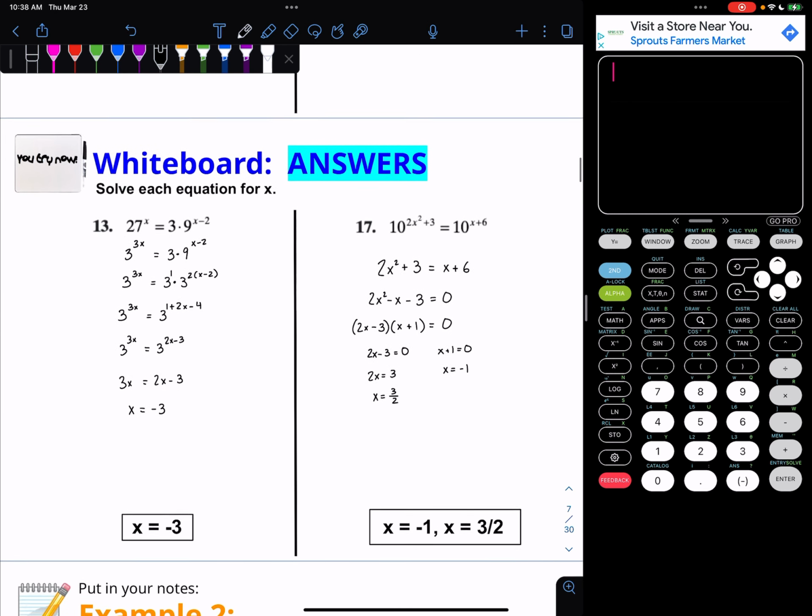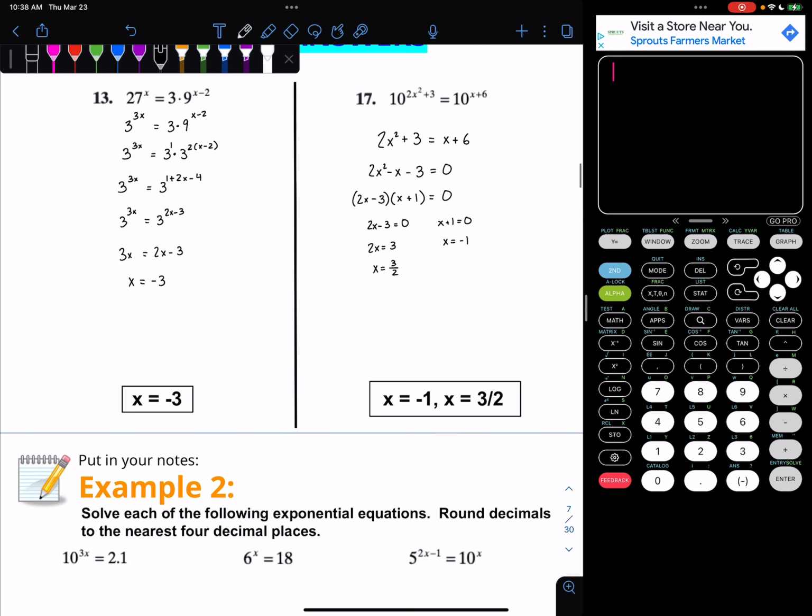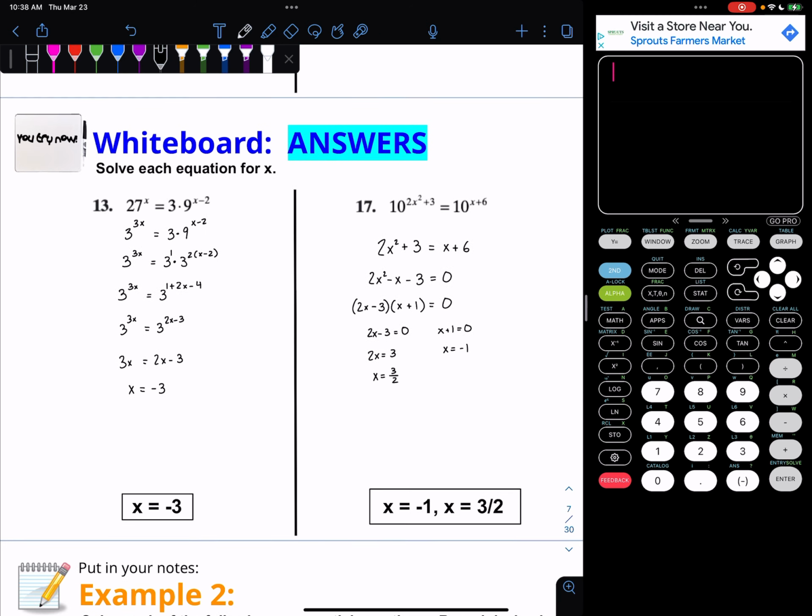So we're going to check these answers. You should have -3, and you should have -1 and 3 over 2. So these should be your 2 answers. Go ahead, check them. Make sure you have everything as needed for these problems. All right, we're going to keep going.